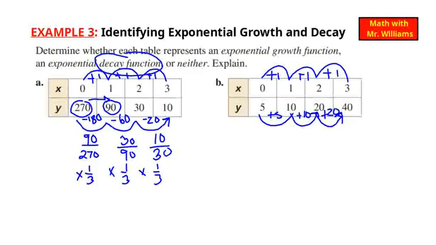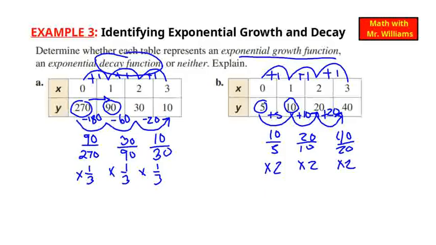So let's go ahead and use our same principle here. We're going to take the one we're going to, and we're going to divide it by the one we're coming from. So in this case, it's 10 divided by 5, 20 divided by 10, 40 divided by 20. We end up with times 2 each time. So this, in this case, is going to be an exponential growth model.